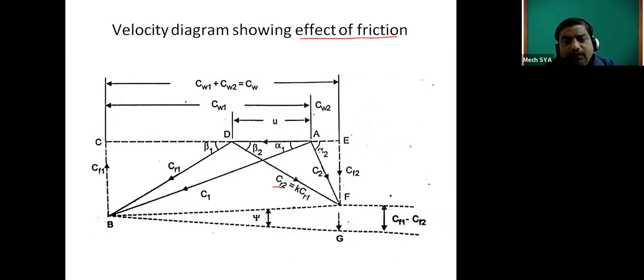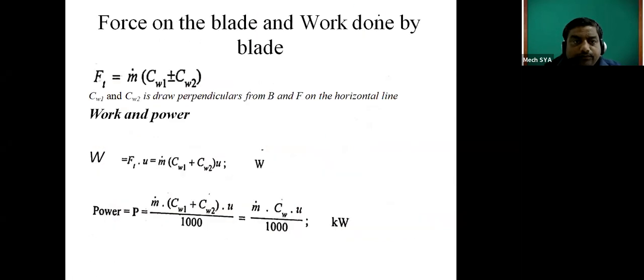Same diagram is there. The only thing is that CR2 is not equal to CR1 in this second case. So this is called what? CR2 is equal to K CR1. Same principle, but BC has more length here than EF. And this will be the nature here. So all the CW1 and CW2 are going to be equal.